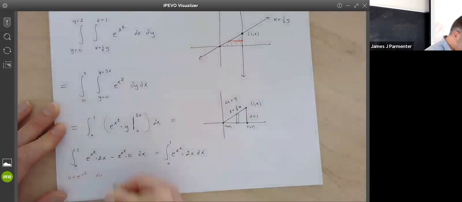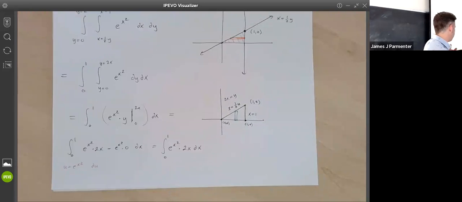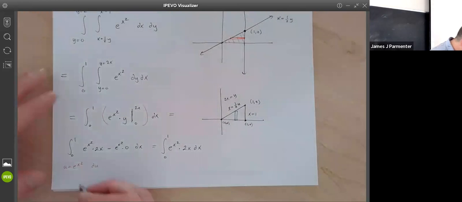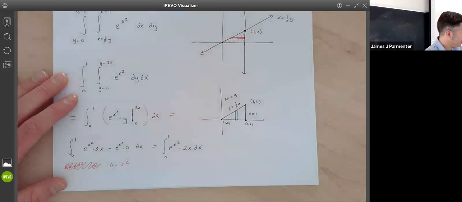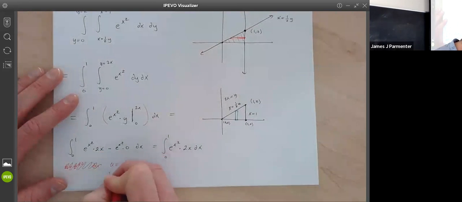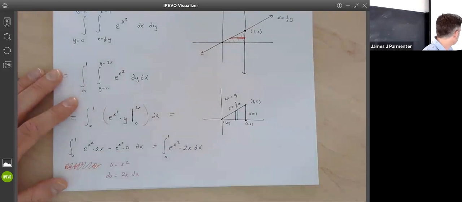Oh, that's the wrong choice. Technically that would work, but it's not the way I would usually choose. I would probably choose just x squared as my u. The reason being, x squared is a good choice, right? The derivative of x squared is 2x. So du is equal to 2x dx.